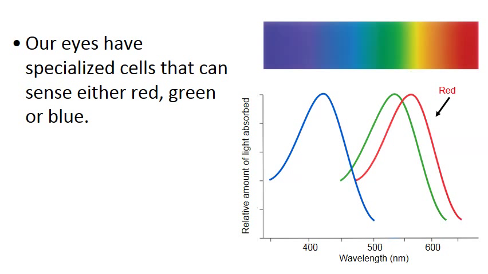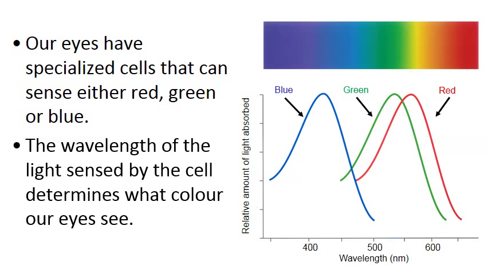So this one on the far right senses red light, this one senses green light, and this one senses blue light. So if they detect light in their wavelength, they'll send a signal to the brain saying, I see this sort of intensity and wavelength of color. Now the wavelength of the light sensed by the cell determines what color our eyes see.